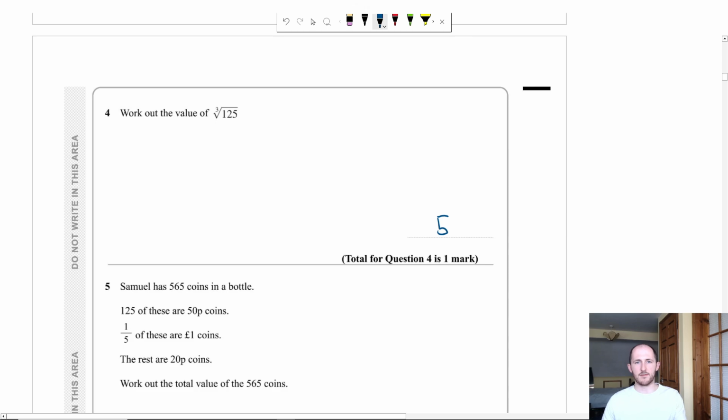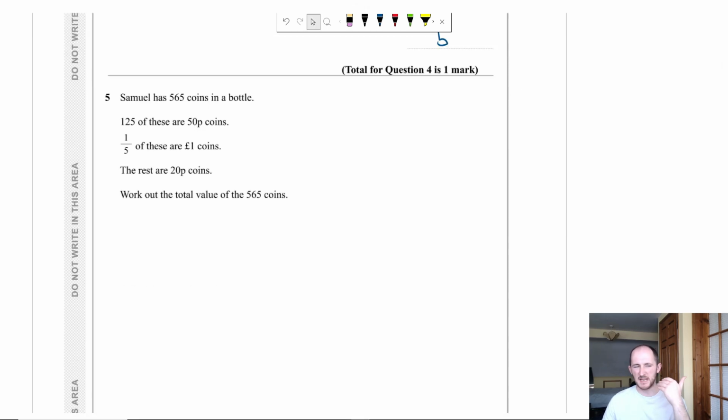Nice and easy, hopefully. Now we get on to our first bigger question, number 5. Samuel has 565 coins in a bottle. That's the total number of coins he has. 125 of these are 50p coins, a fifth of them are £1 coins, and the rest are 20p coins. Work out the total value of the 565 coins.